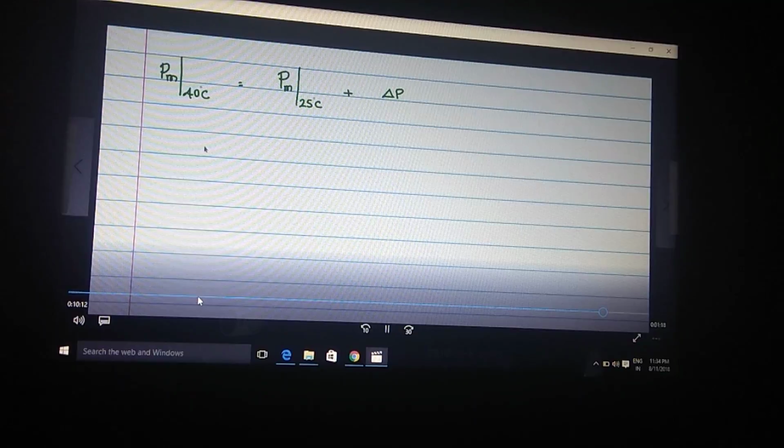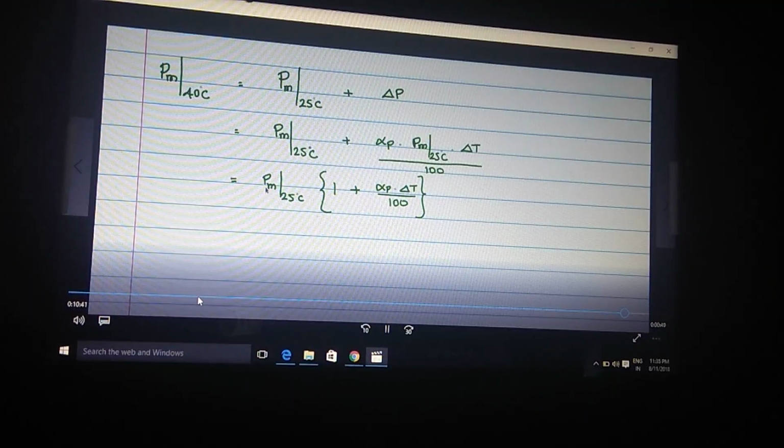Similarly, for the peak power value also, Pm at 40 degrees centigrade is given by Pm at 25 degrees centigrade plus a delta P value. The delta P value can be expressed as alpha P, the temperature coefficient of peak power, into Pm at 25 degrees centigrade into delta T by 100. Simplifying, we have Pm at 25 degrees centigrade into 1 plus alpha P delta T by 100.